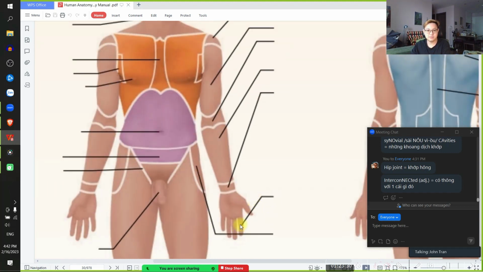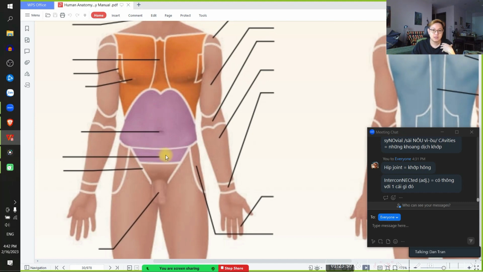Digital. Okay. The purple one. What is this one? Umbilical. Okay, what's this one? Lower.